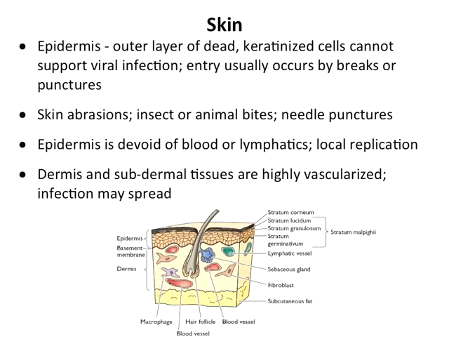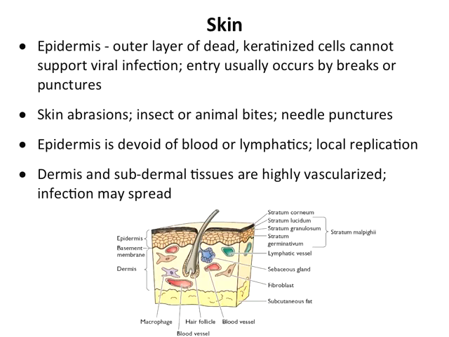So the outer layer, the epidermis, is dead, and you cannot infect it, as we said, unless you puncture it. There are many ways to do that: skin abrasions, insect or animal bites, needle punctures. Once you get below the epidermis, you have lots of blood vessels and lymph vessels, and the viruses that get in there can spread to other sites.